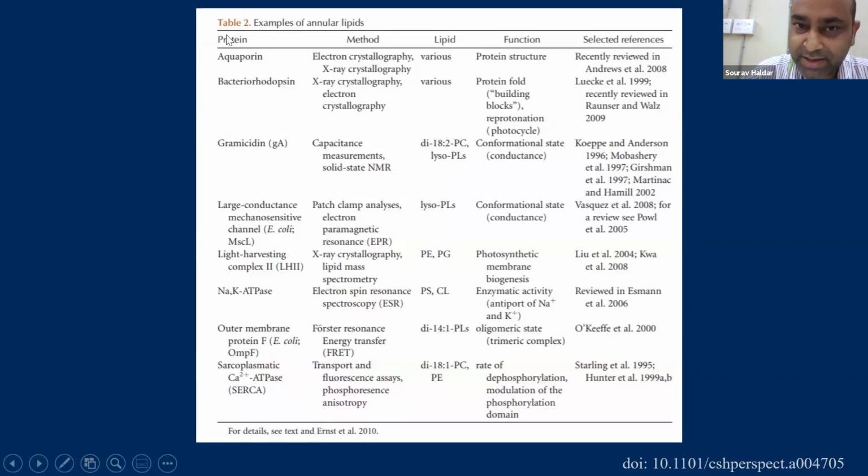Most of the time, they can be spectroscopic methods, for example ESR or EPR or NMR. Sometimes they can also be found by crystallography, and this list also has the lipids that have been found for corresponding proteins and their functional attributes as far as these proteins are concerned. So this is again a very comprehensive list. If you're interested, you can go through that. It's taken from this particular review.